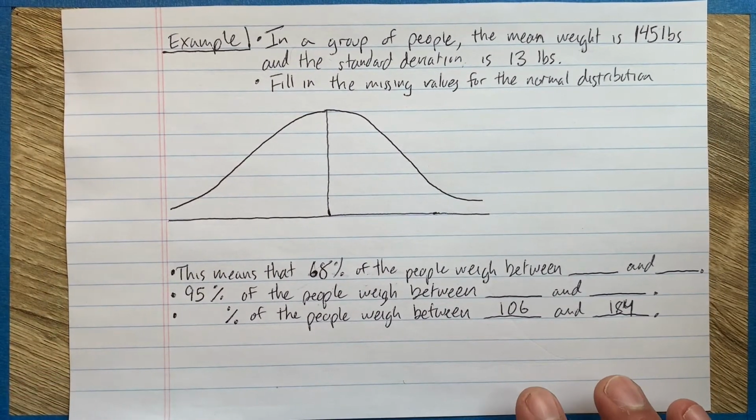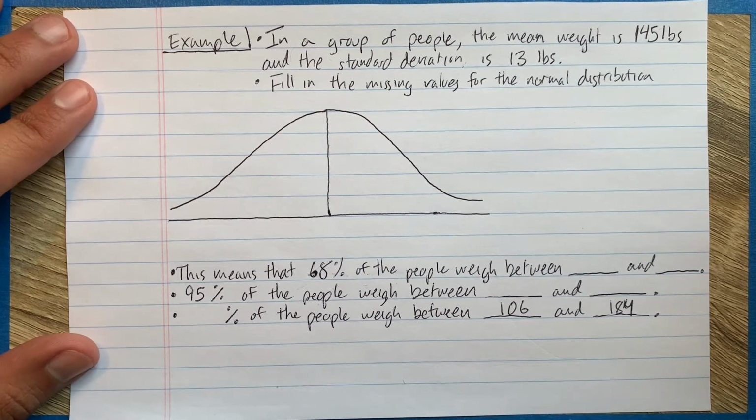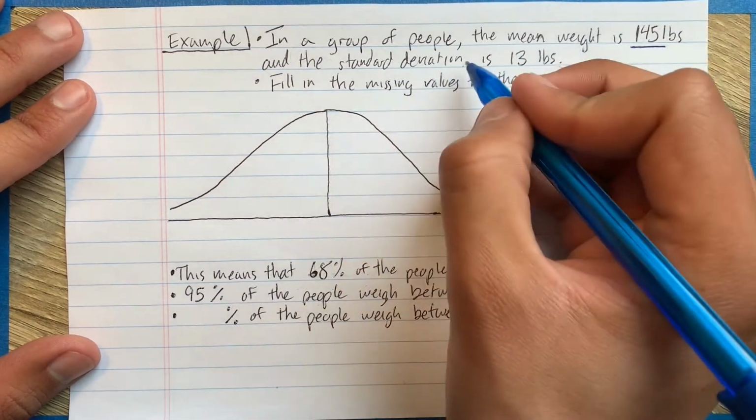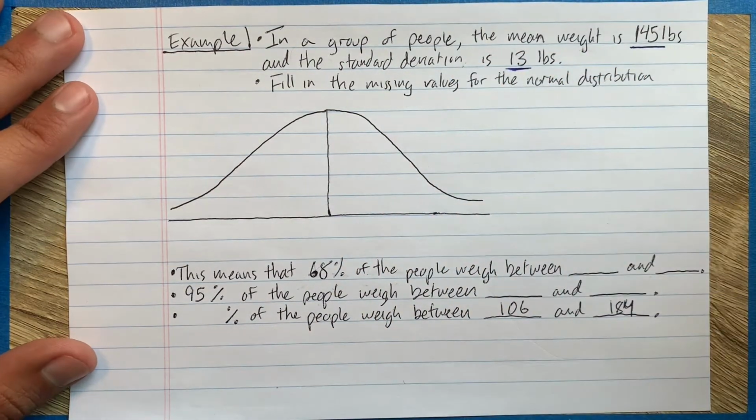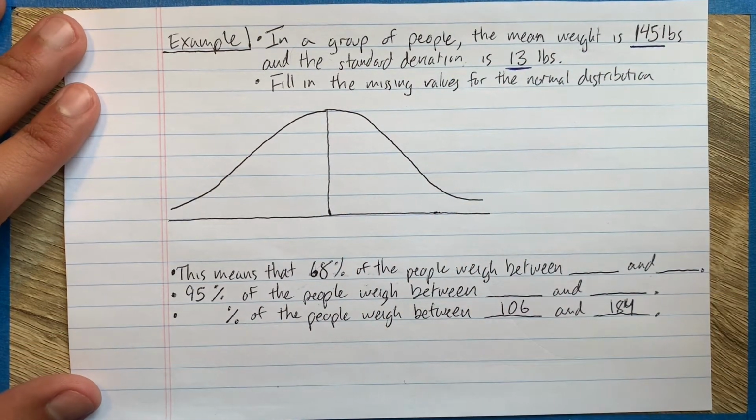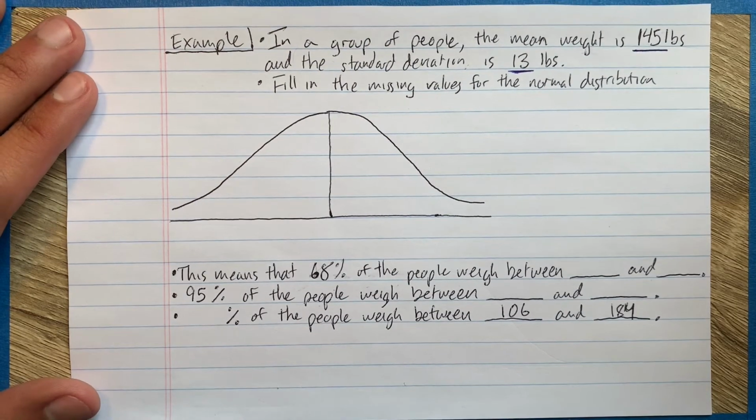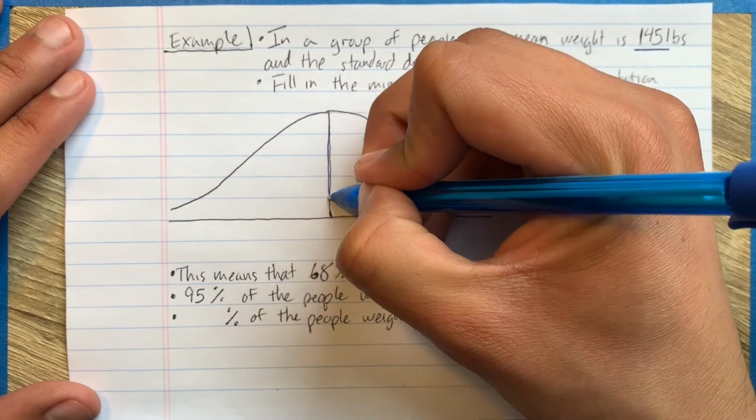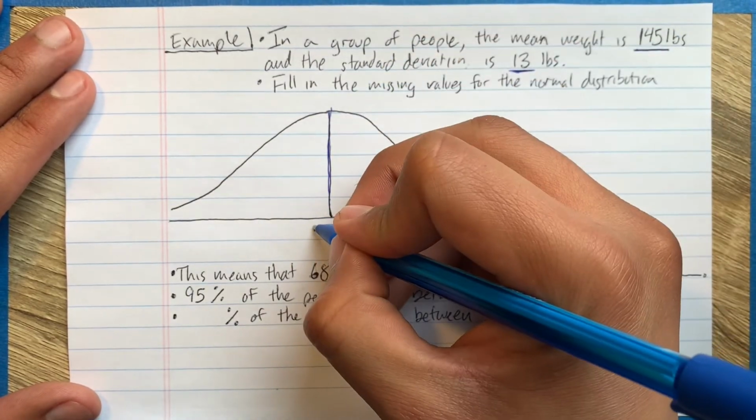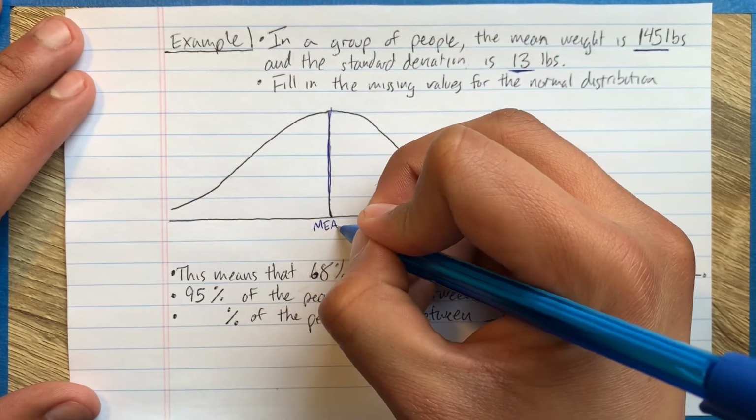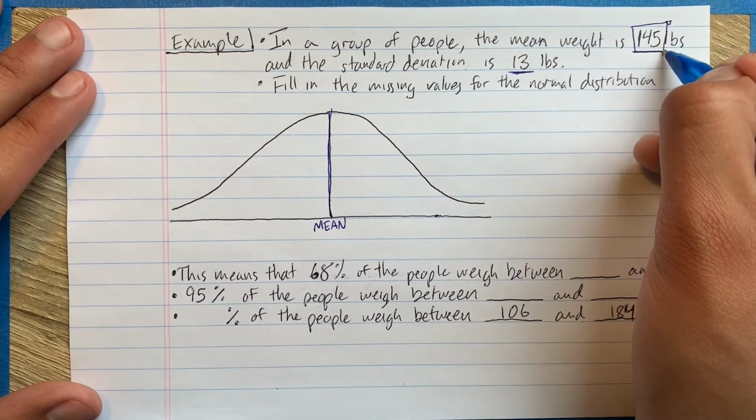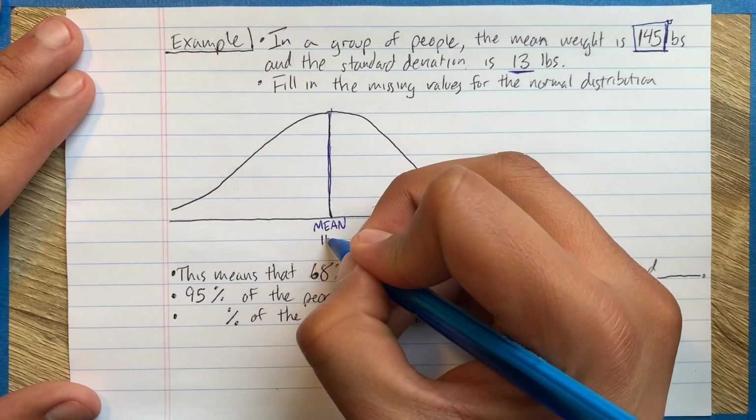In a group of people, the mean weight is 145 pounds and the standard deviation is 13 pounds. Fill in the missing values for the normal distribution. Well, in any normal distribution, the peak represents the mean, so the mean is always the middle. And we're told that our mean is 145 pounds.